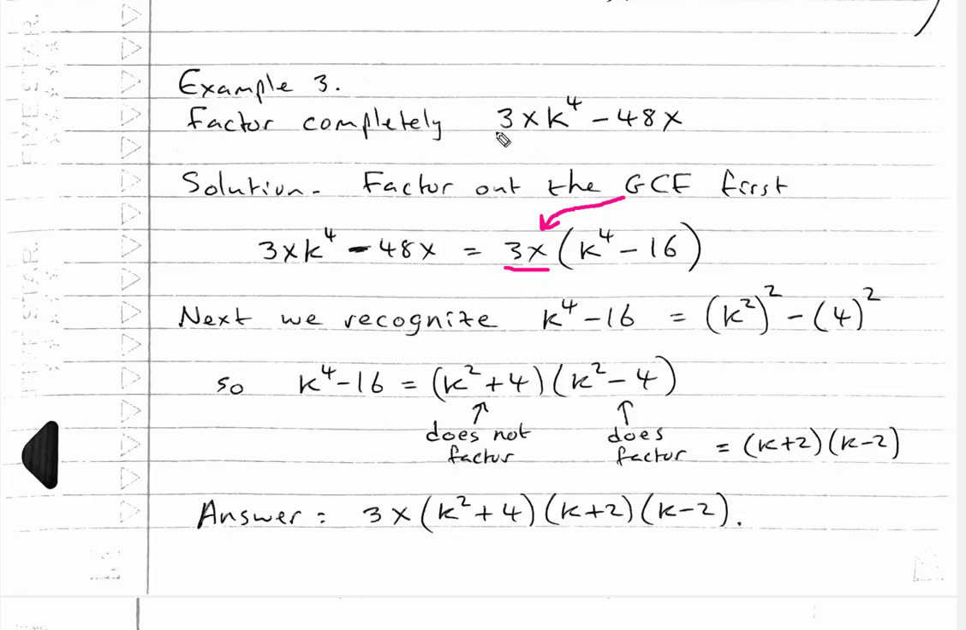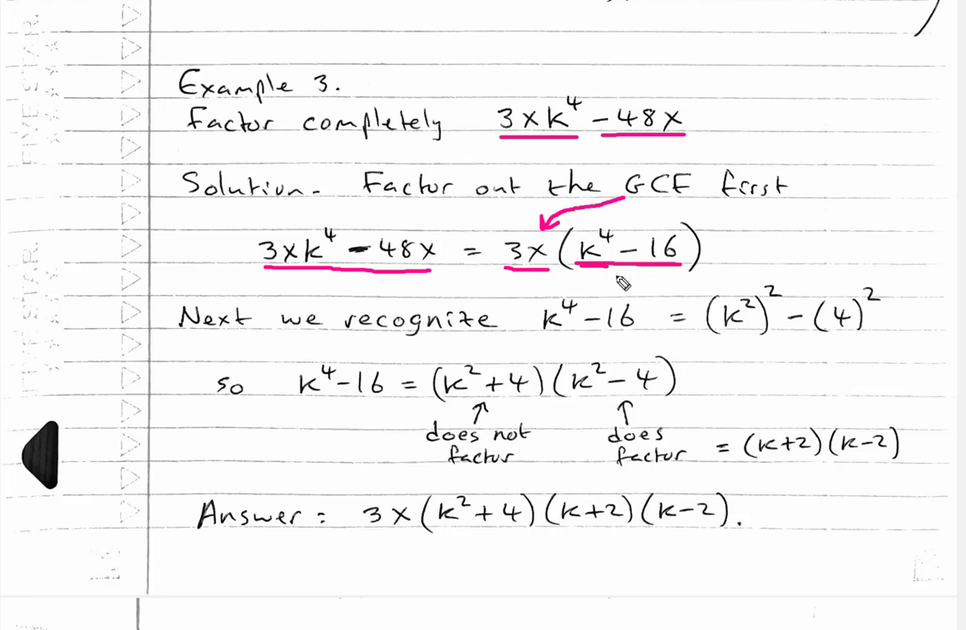Okay, so divide out 3x. Dividing this by 3x, you're left with k to the power 4. Dividing this by 3x, the x's go away, you're left with negative 16. Okay, so double check, distribute, you'll get this. So we found one factor, 3x, or 3 times x, right? What's left is k to the power 4 minus 16.